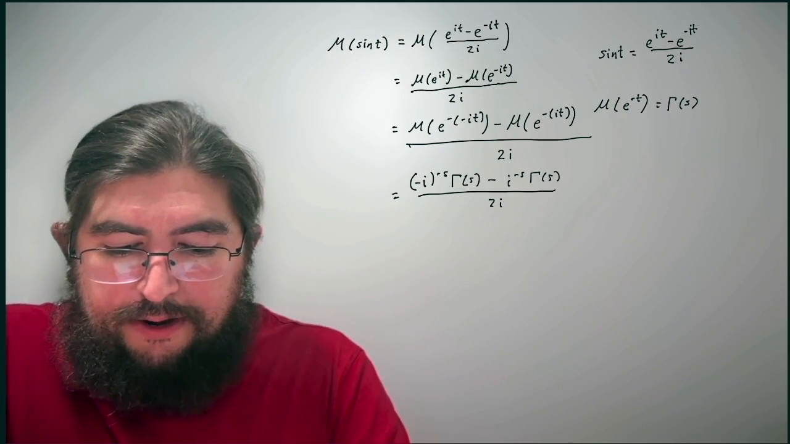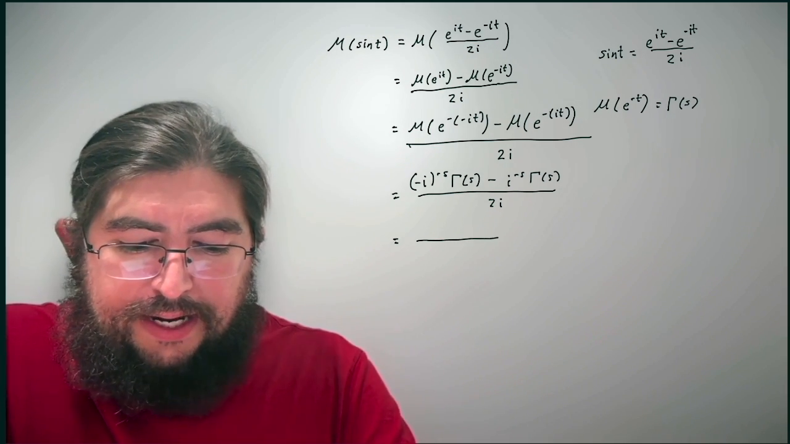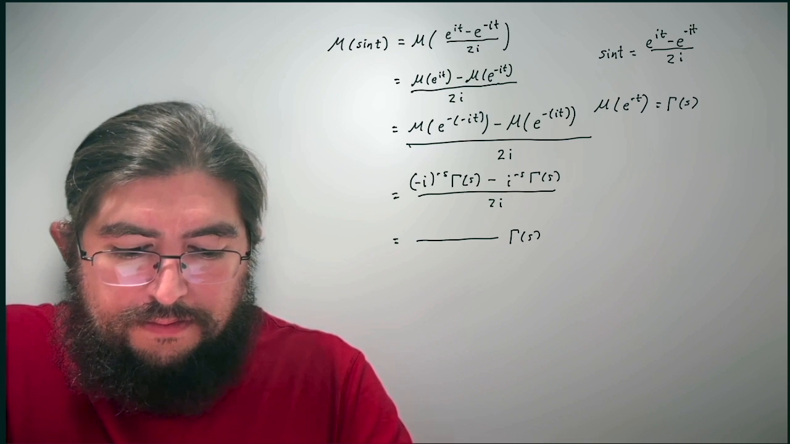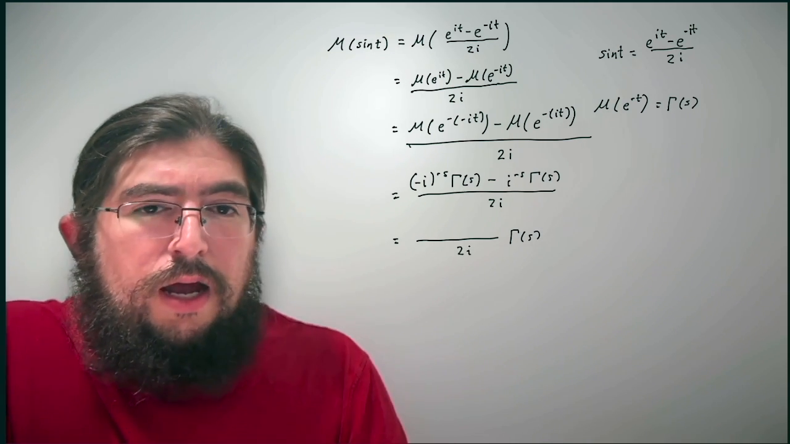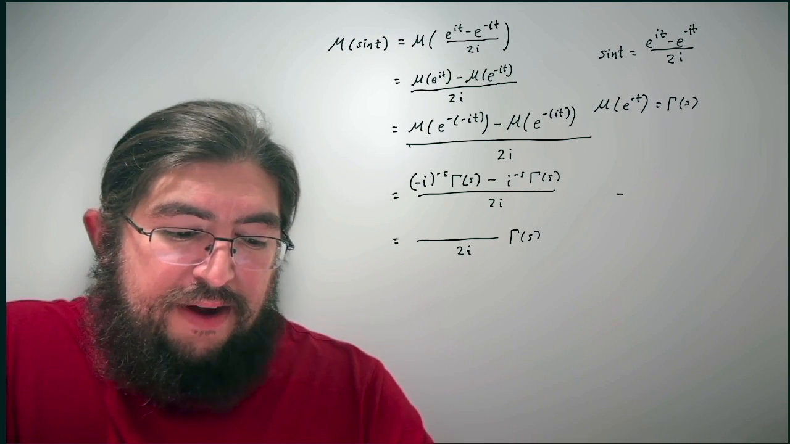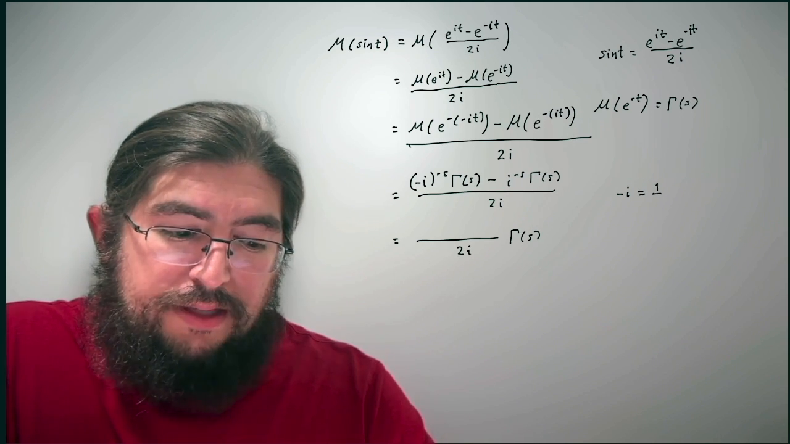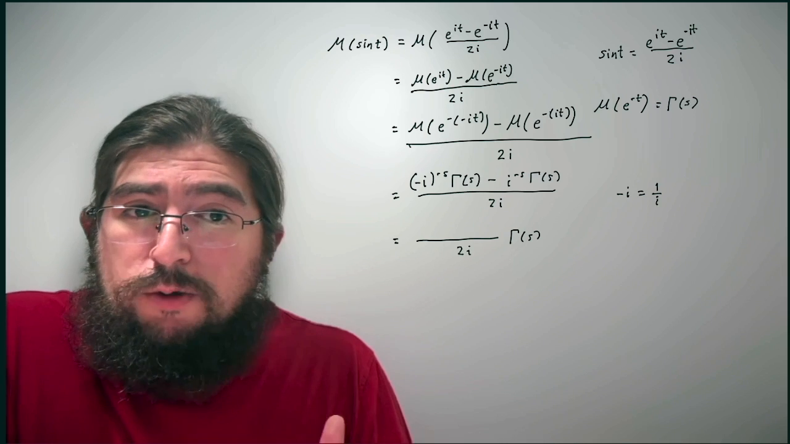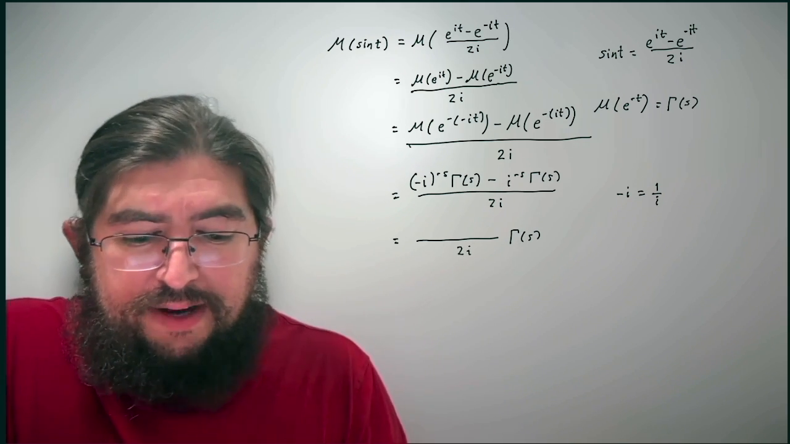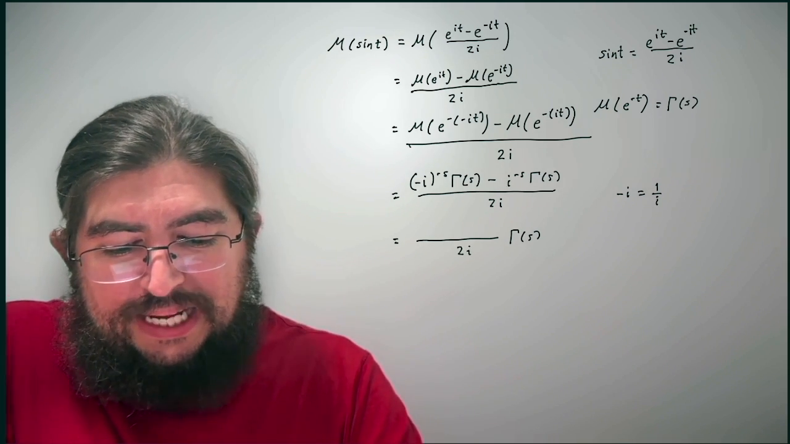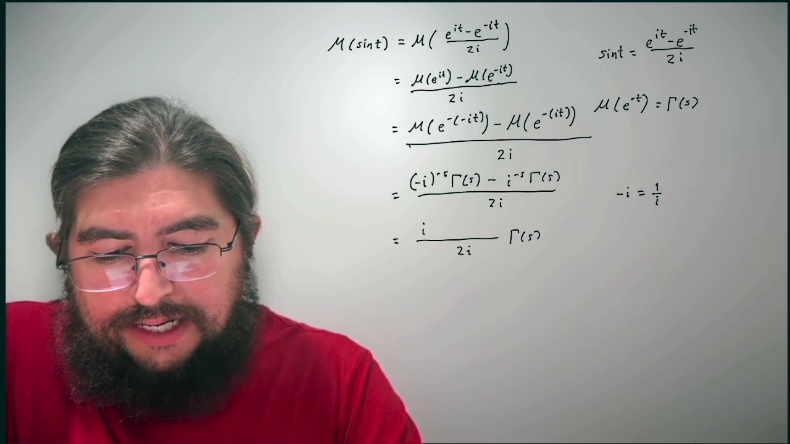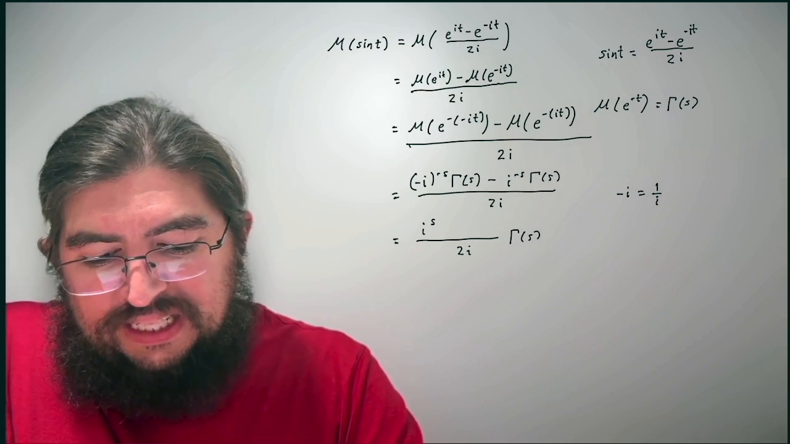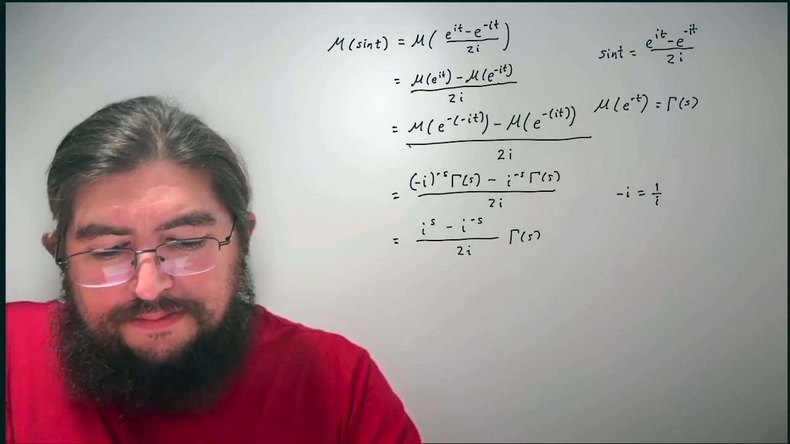Now there's a lot in common here. I'll pull the gamma of s off to the side, just like that. I'm also going to use the fact that negative i is 1 over i. It's very easy to verify. If you multiply top and bottom by i, you get i over i squared. i squared is negative 1, so i over negative 1 is negative i, so that's certainly true. So with that being said, we can write this as i to the positive s minus i to the negative s.